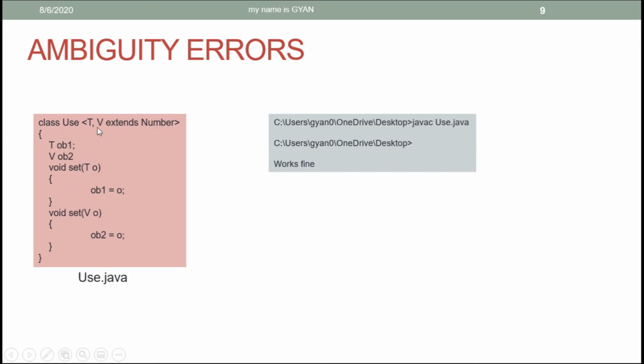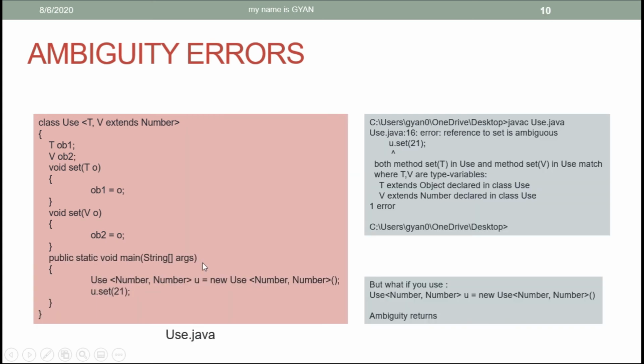Now, what will happen if we extend the type parameter V with Number? Then at the JVM level, V will be converted to Number and T will be converted to java.lang.Object. In this case, the compiler will allow you to compile this code. But the problem arises again. The problem arises again when you have a method main in the class Use and when you are creating a new object of type Use with Number and Number as its type arguments. In this case, the T becomes Number and V also becomes Number.